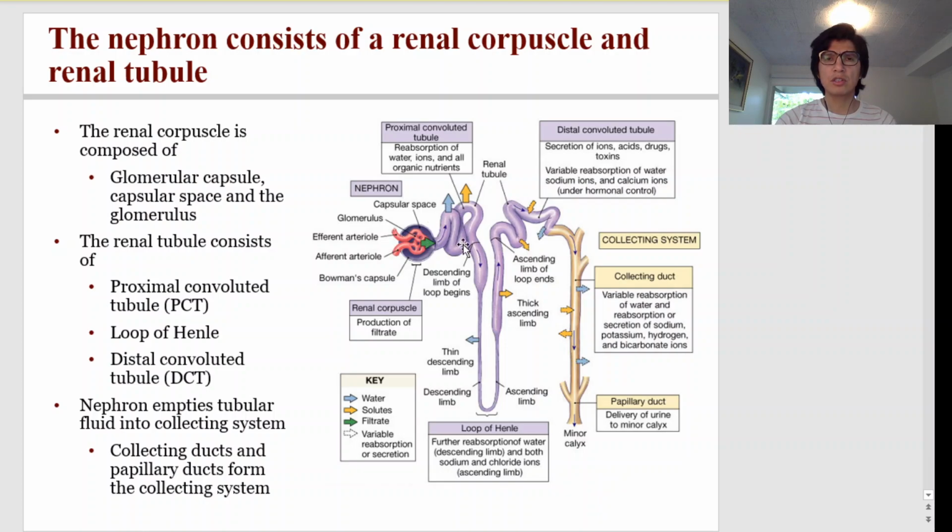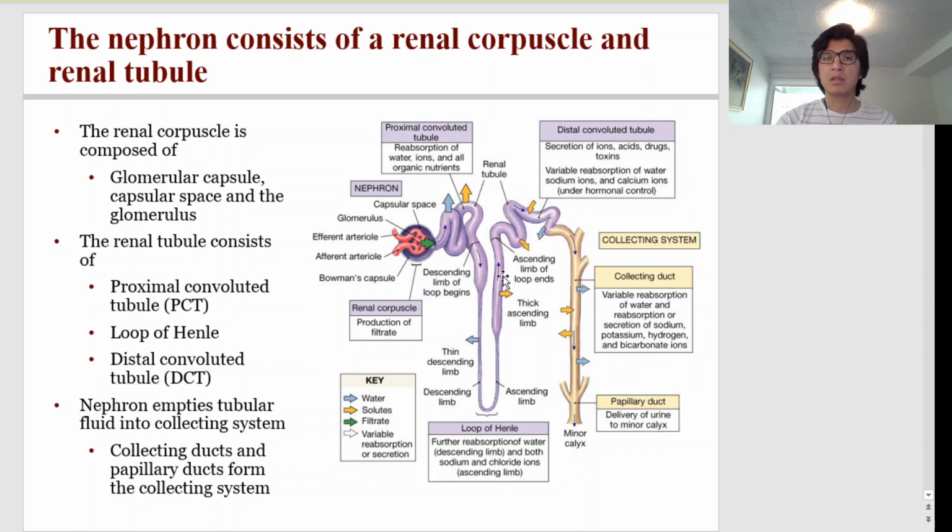Here are some of the functions of these different components. The proximal convoluted tubule is involved in reabsorption of water, ions, and all organic nutrients. So here you have your glucose being reabsorbed. Then it goes through the nephron loop, the renal loop, or loop of Henle. Here we have further reabsorption of water and both sodium and chloride.